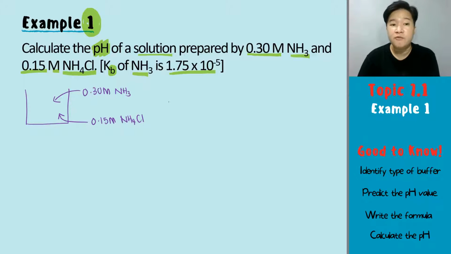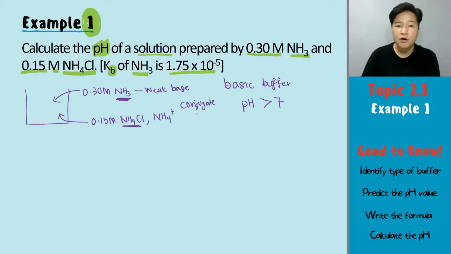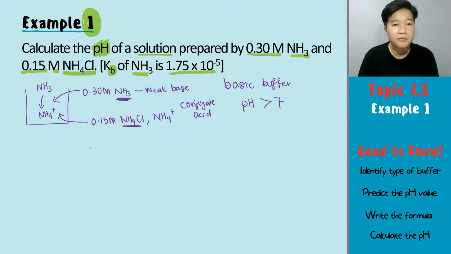So from here, you need to determine the type of buffer. How can I determine the type of buffer? Simple. Looking at NH3, you know that your NH3 is your weak base, right? So if it's a weak base, straight away we know it will be a basic buffer. And the basic buffer means the pH calculated must be more than 7, right? And if that is my weak base, automatically my NH4Cl, or the NH4 plus, will be my conjugate acid. Remember your conjugate acid-base pair? When it's a weak base, the one that you obtain is the conjugate acid. You can see that from the difference: NH3 becomes NH4 plus, the addition of 1 proton. That's why from the weak base, we get the conjugate acid.